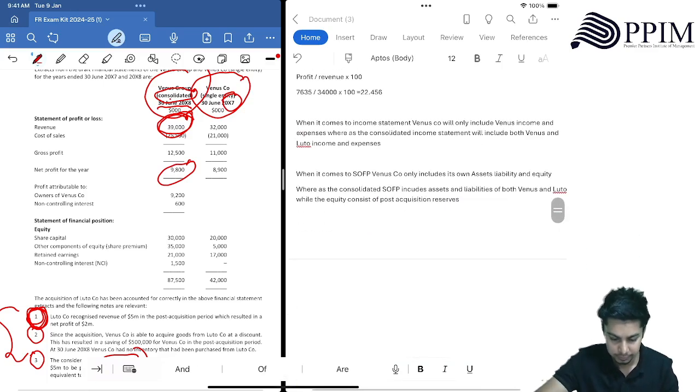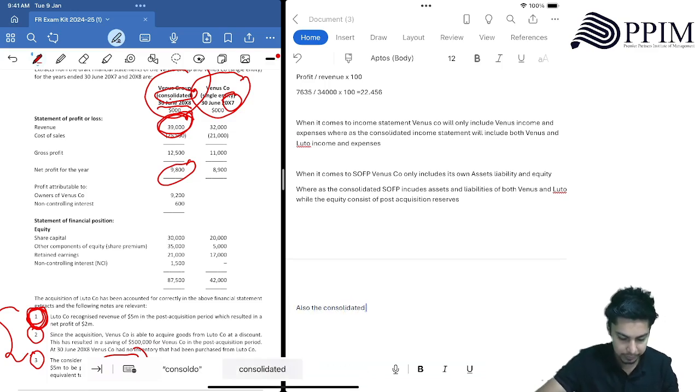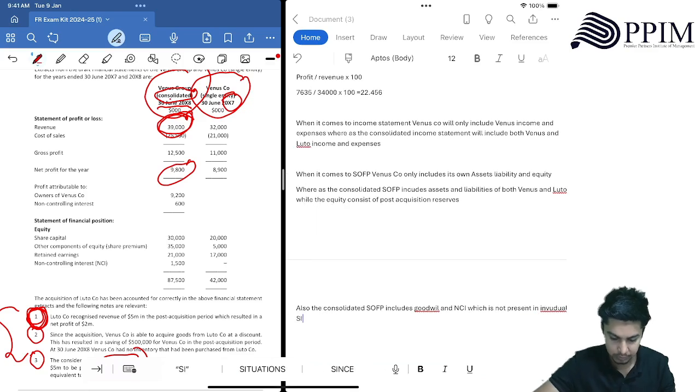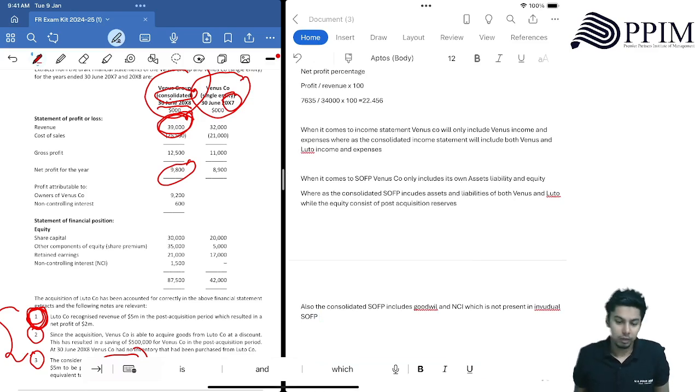Right. Then guys, we can also add the consolidated SOFP includes goodwill and NCI, which is not present in individual SOFP. Okay, right. Guys, there is another point that we have to discuss.